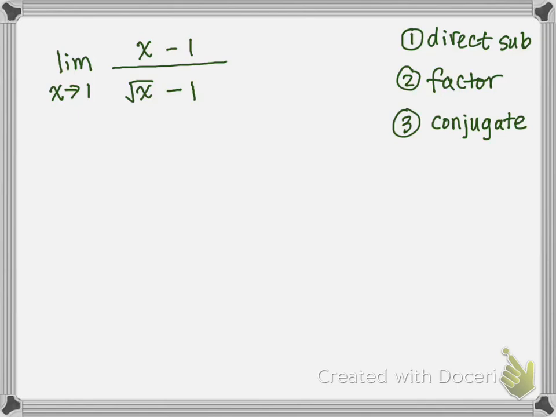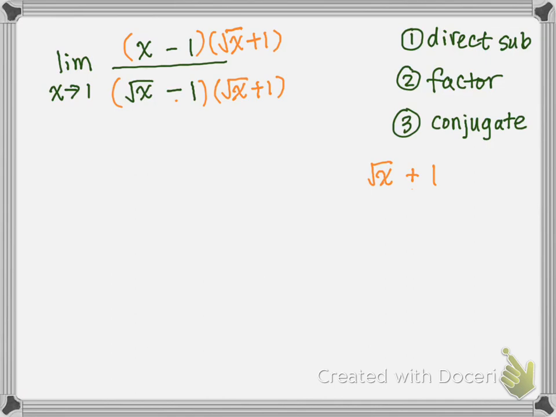So the conjugate of square root of x minus 1. For the conjugate of this radical term, you just change the sign that's connecting the square root and the number. Because it's a negative, the conjugate is a positive. So how do we use the conjugate method? We multiply the top and bottom by the conjugate, which is square root of x plus 1.